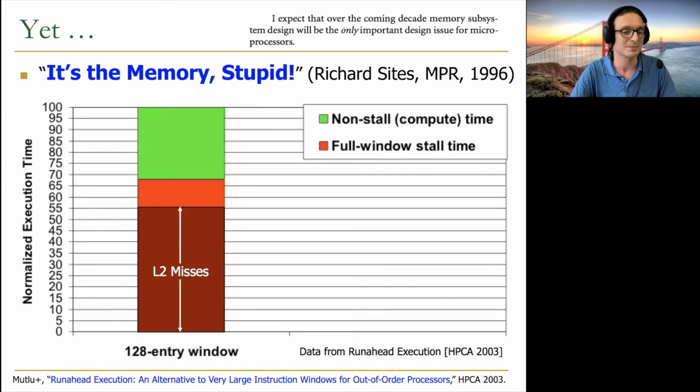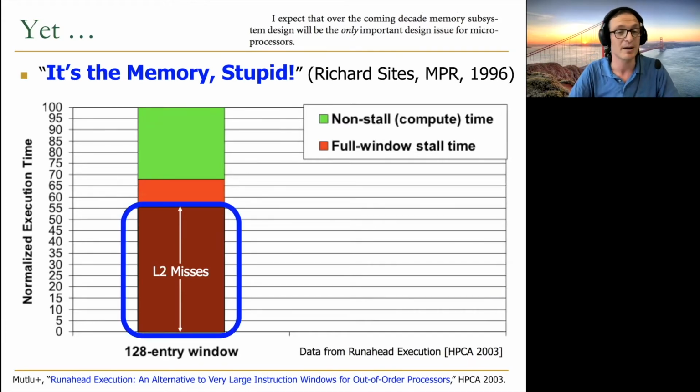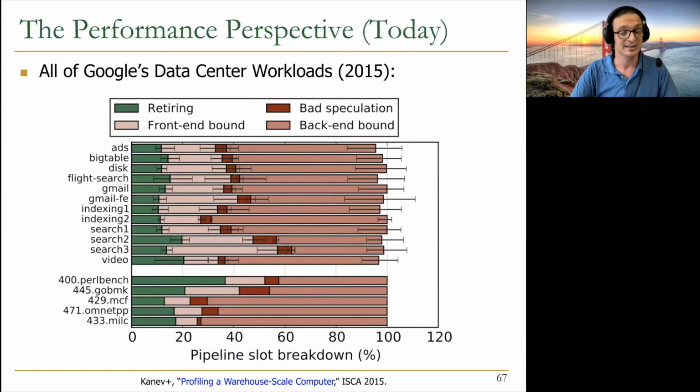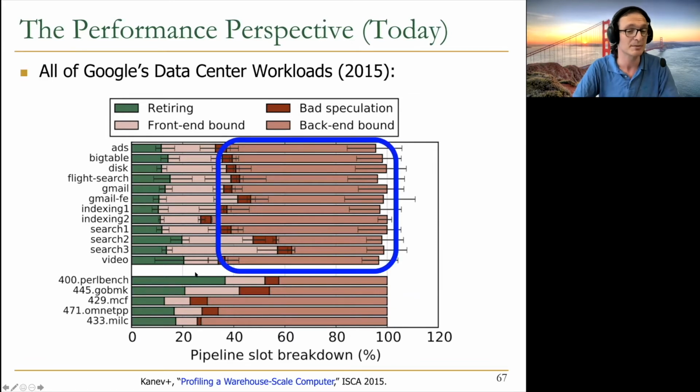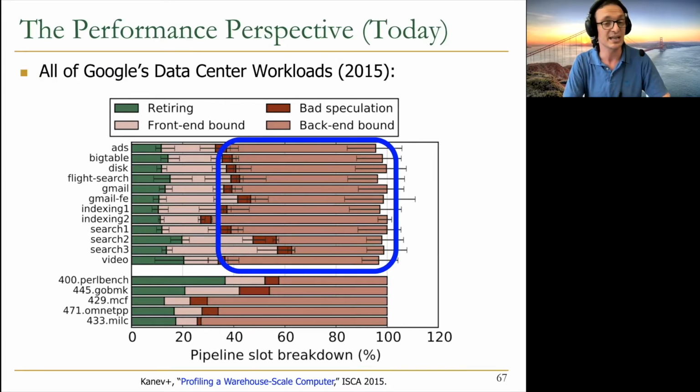You've seen this slide multiple times, in run-ahead execution also, right? In prefetching. Most of the time, the processor is waiting for memory. You've seen this slide from a Google paper where they analyzed all of their data center workloads, and they basically say the same thing. Most of the time, the processor is waiting for memory. It's not just waiting for memory, it's accessing memory, it's moving data from memory, it's wasting energy also.